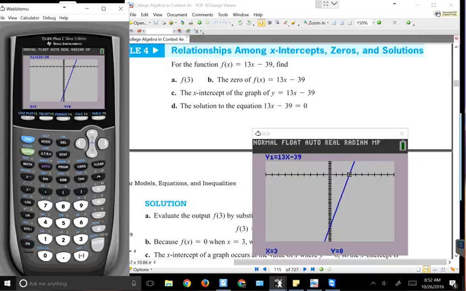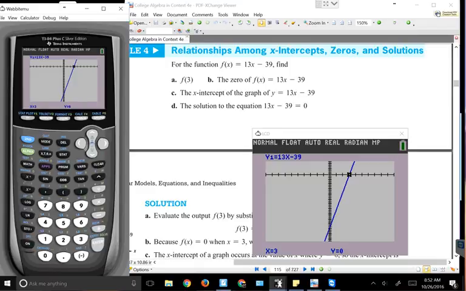So, the x-intercept of this graph is going to be where? Now, do you got to list this as a coordinate? And the answer would be no. Because the question is, where are you going through the x-axis? We already know y is at 0. So to answer this question, it would end up being where? 3. Okay. What is the solution to 13x minus 39 is equal to 0?